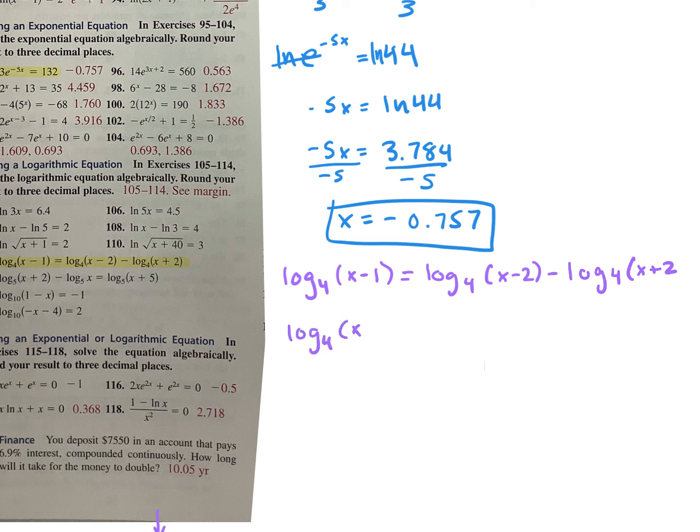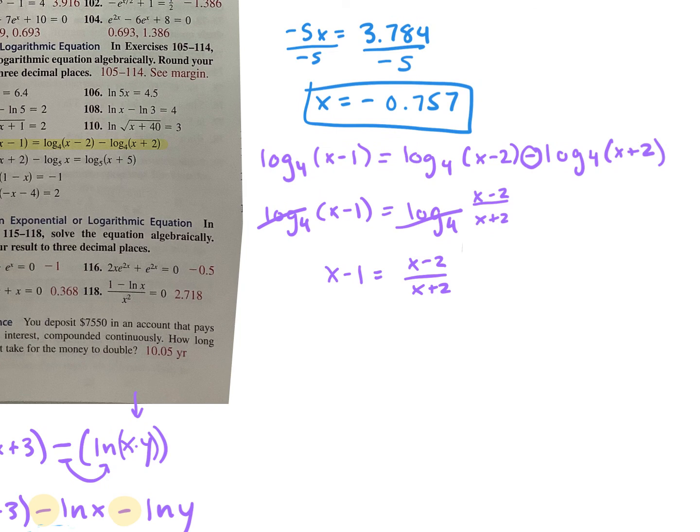So the left side is going to stay the same, log base 4 of (x minus 1). And that's going to be equal to log base 4. Since we're subtracting, I can condense by division. So (x minus 2) over (x plus 2). And then since I have the same logs on both sides, I can cancel them. So x minus 1 is equal to (x minus 2) over (x plus 2). I would need to solve for x from here, so I'm going to cross multiply. So (x minus 1) times (x plus 2) is equal to x minus 2.